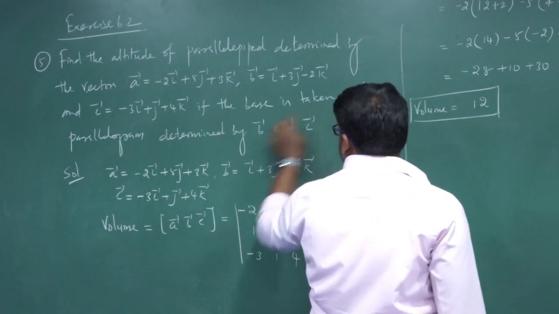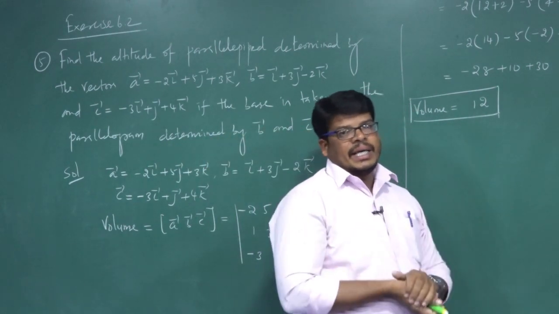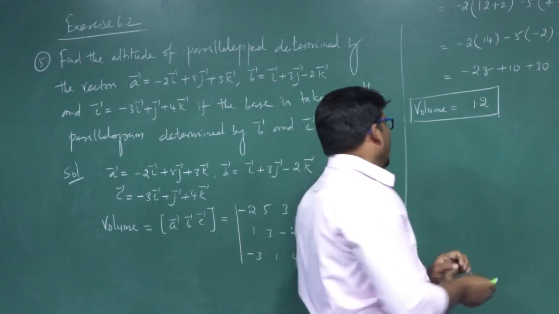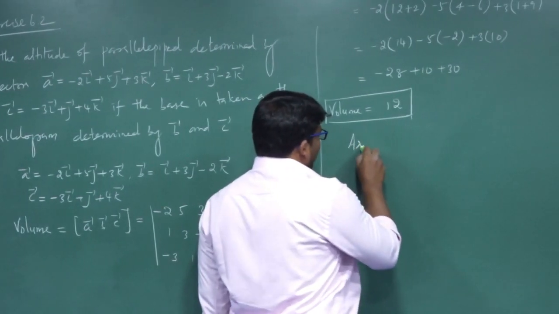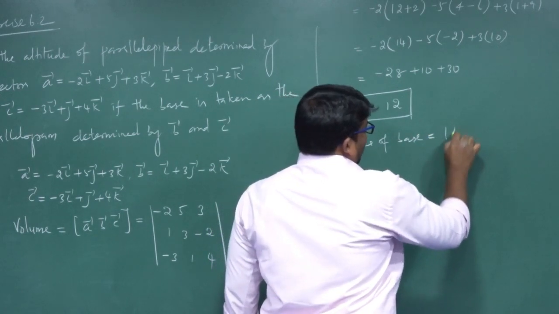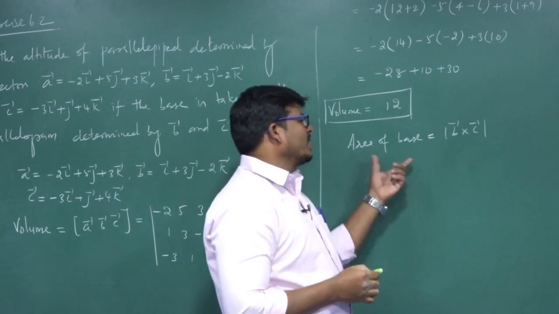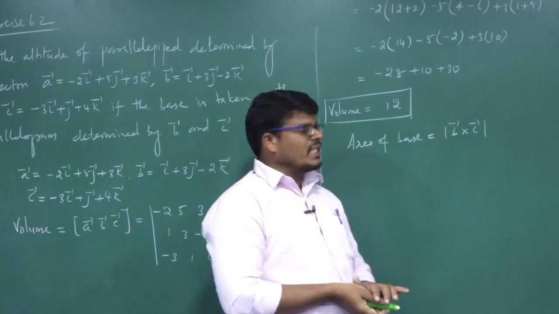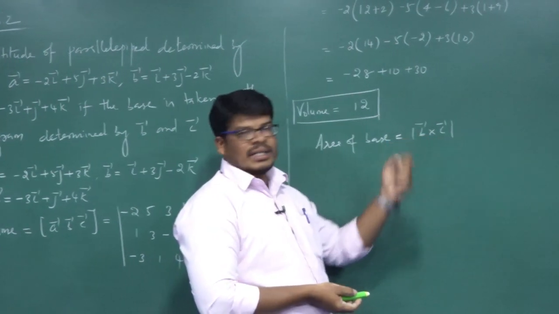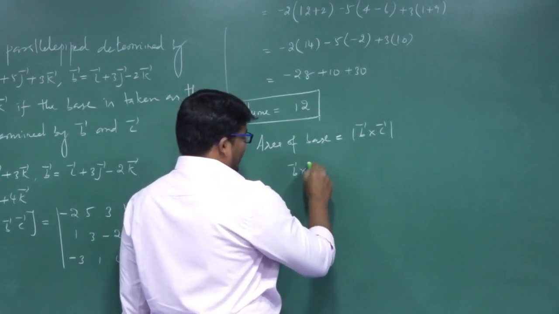The next step: given the base taken as the parallelogram determined by B and C, now find the area of the base. The area of the base, or area of the parallelogram, equals the modulus of B cross C. Now find B cross C.